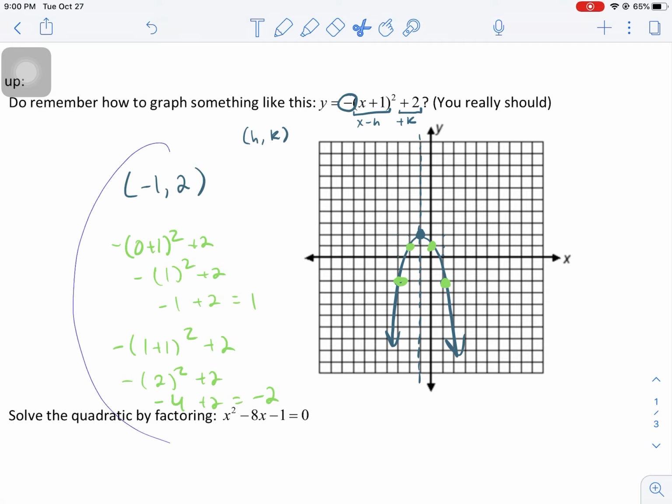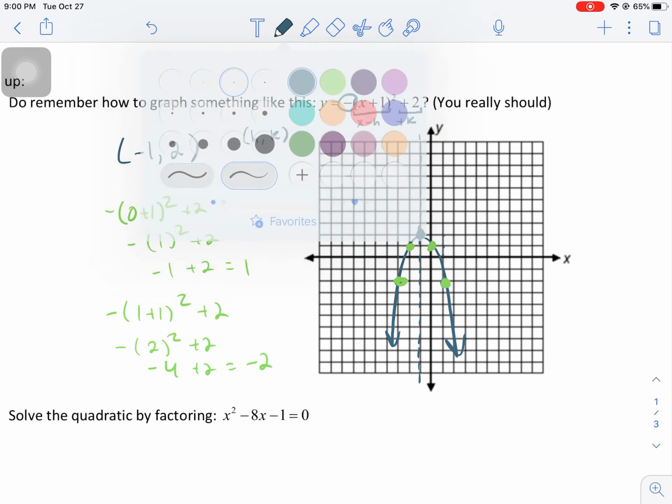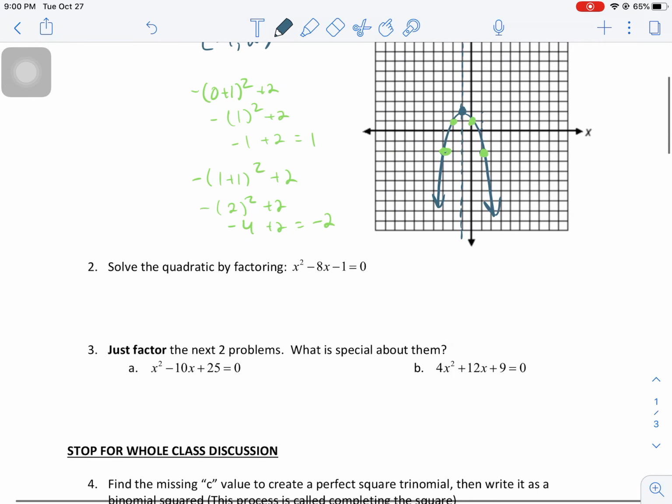So, 2 ways to graph in vertex form. I definitely recommend the a value. A value is quick and easy. Okay, but if you're struggling with the a value, always just plug in points. That's your next best bet if you're struggling with the a value.